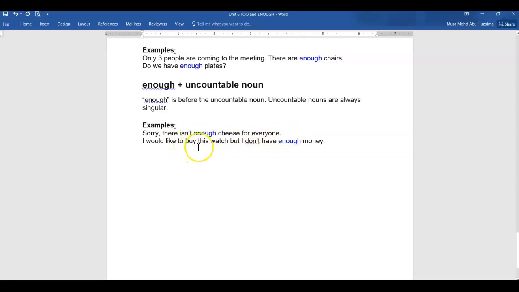I would like to buy this watch, but I don't have enough money. Okay? So enough in these 2 examples was used before uncountable nouns, money and cheese. Okay?